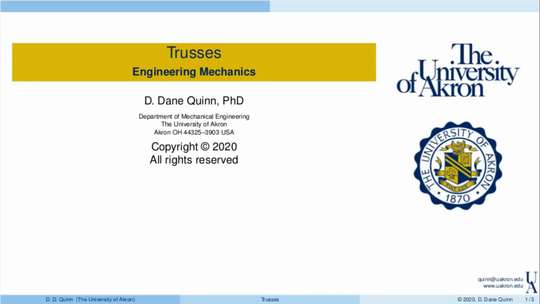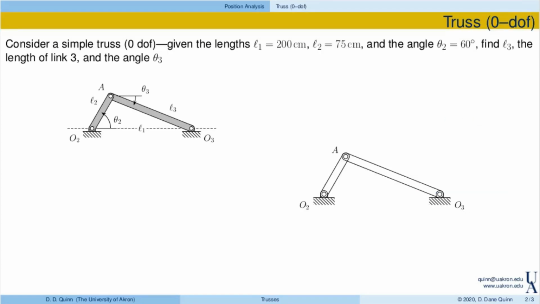And we're going to start off with the simplest mechanism that I can think of. We've talked about vectors, we've talked about loop closure equations and how to define directions, and now we'll try to put it all together. But again, we'll start off with the simplest thing that I can think of, namely a truss. So here it is. It's a three-link member. It has 0 degrees of freedom. So this is static. It doesn't move at all.